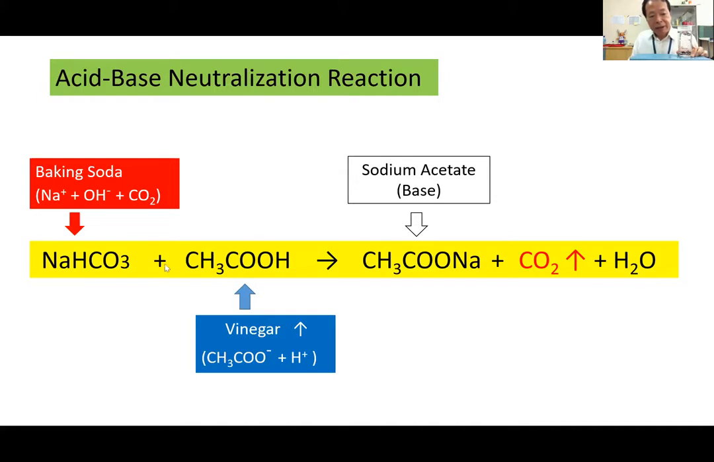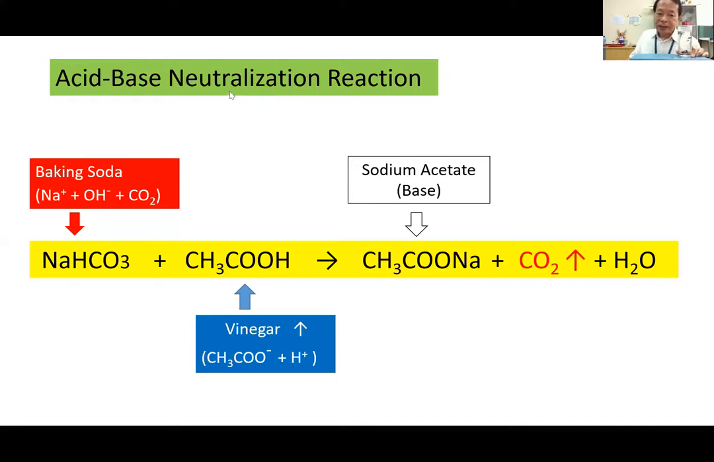Then finally I put vinegar. In the water, it is ionized into acetate ion and hydrogen ion. Hydrogen ion shows acid. Then, in the case of baking soda, hydroxide ion shows alkali. Then when they are put together, they react.